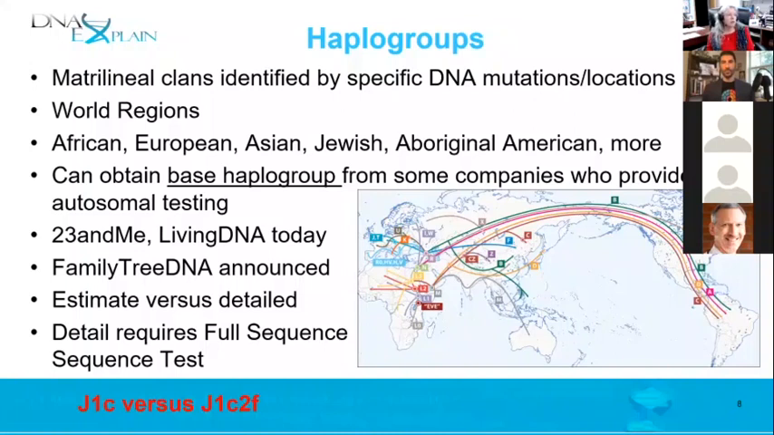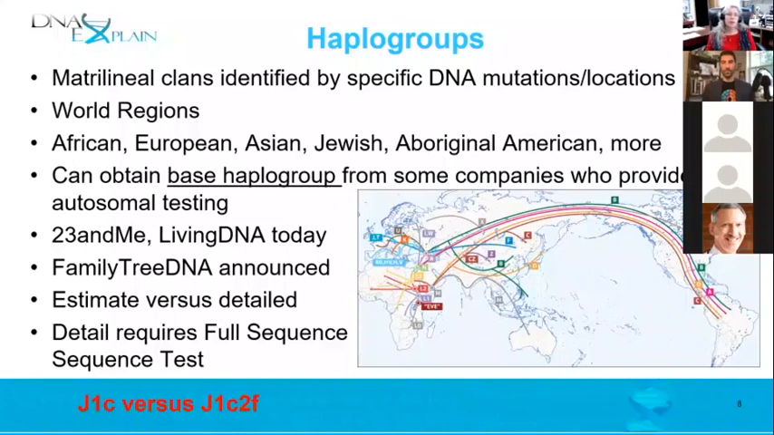We can tell based on the haplogroup what world region the person came from. At 23andMe and Living DNA, today you can obtain a base haplogroup from those companies. And Family Tree DNA has announced this for Family Finder customers sometime in the future. But that's an estimate, versus a detailed sequence that you can get from a full sequence test at Family Tree DNA.